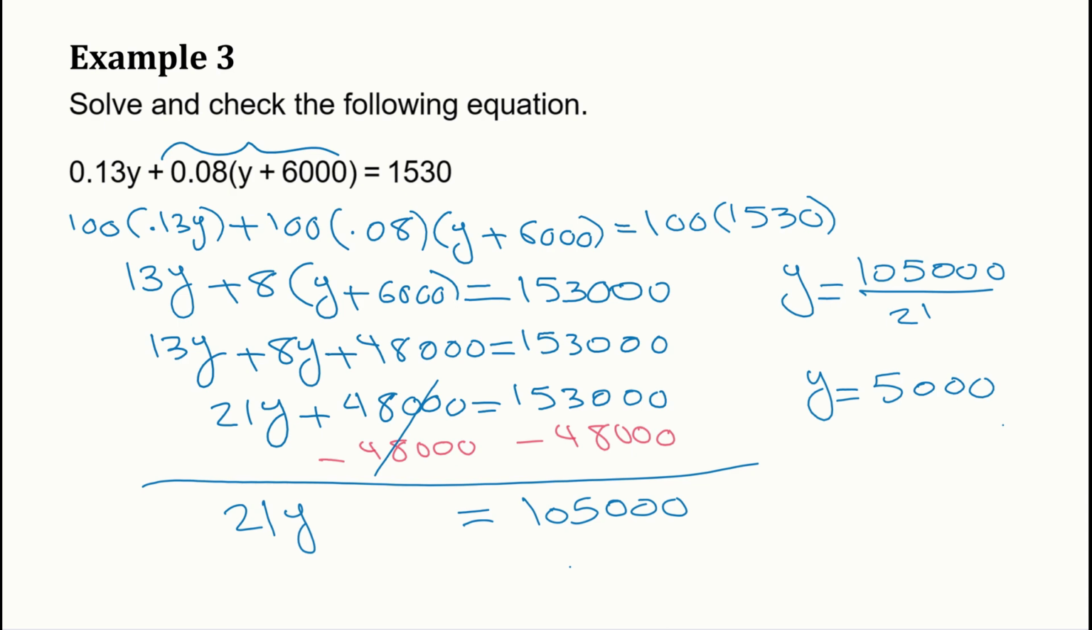All right, I showed you how you can check using technology, so I'll leave that to you. And once you have checked and verified, then you write your solution set as the set containing just 5,000, like that, okay? And that's how that's done.